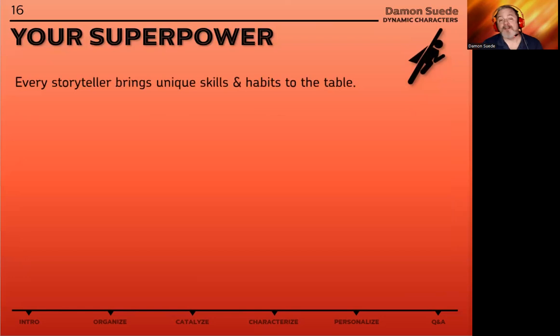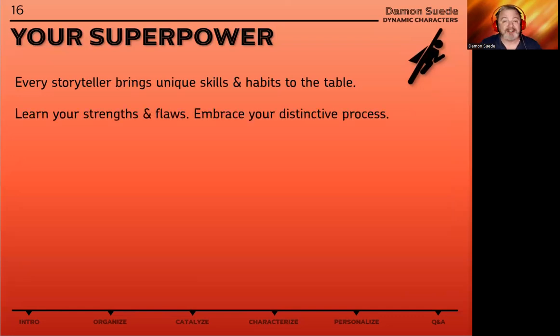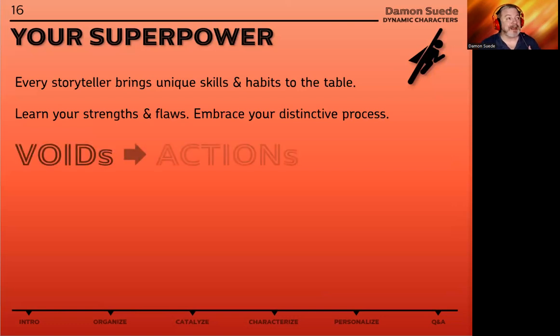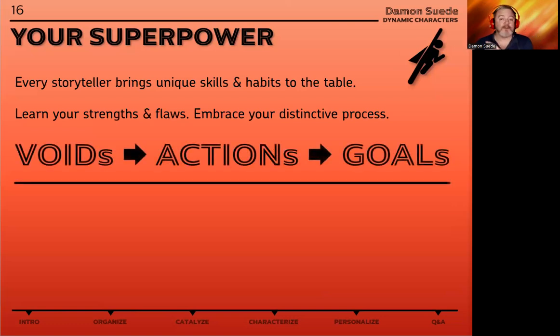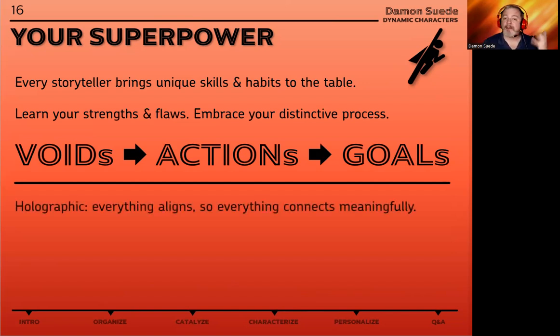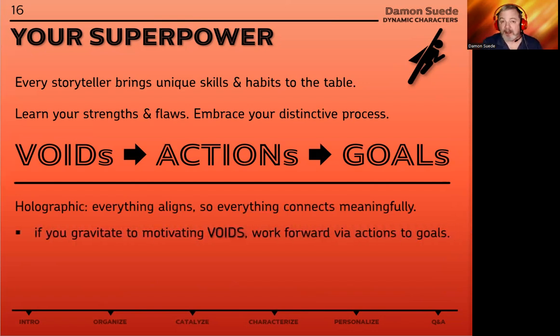Now, every one of us brings unique skills and strengths and weaknesses and flaws to the table. We are not insects. I want you to learn your strengths and flaws, embrace your distinctive process, because the alignment that I'm talking about, starting from voids to actions to goals, it works in any direction, right? It's almost holographic. If you break a hologram, every piece of the hologram contains the image of the whole, right? And so maybe you're a person that loves backstory and pain. You love looking at the past and then figuring out how to move forward. Okay, so start with the void and then think from that void, what action would emerge and what goal would that action move the character towards?